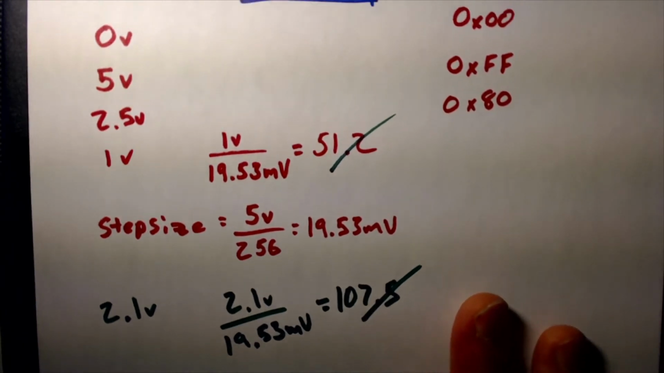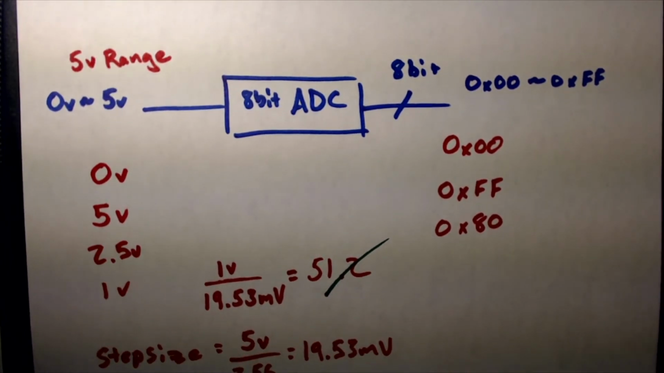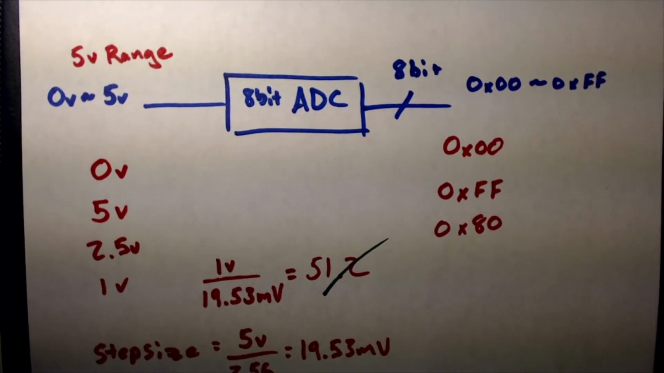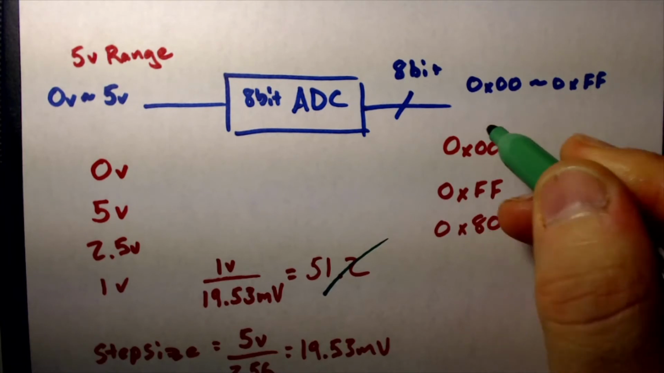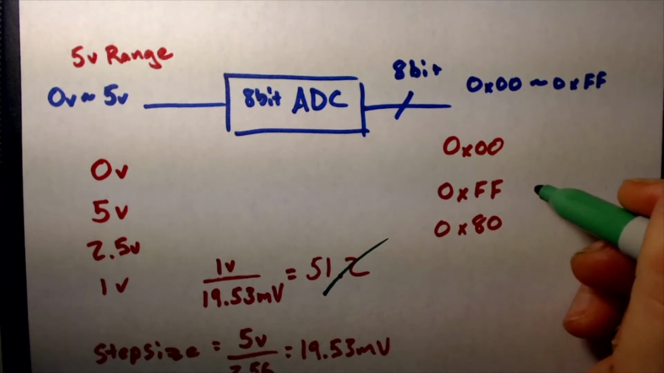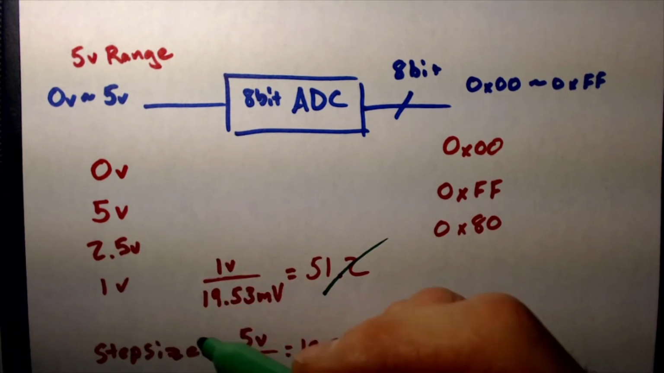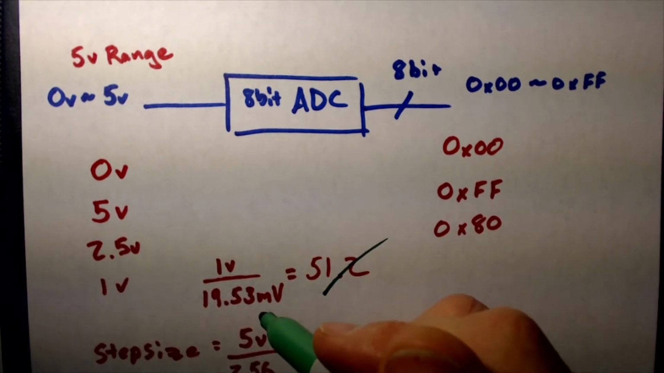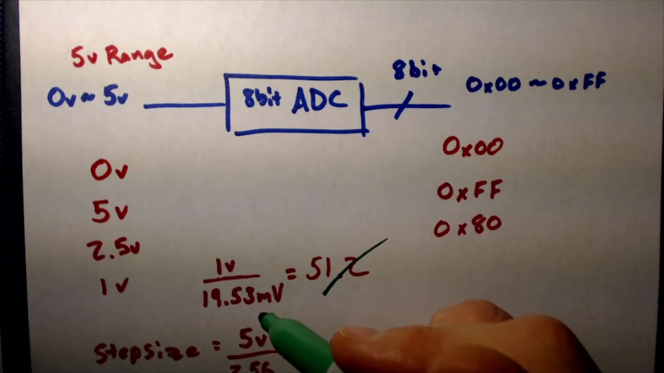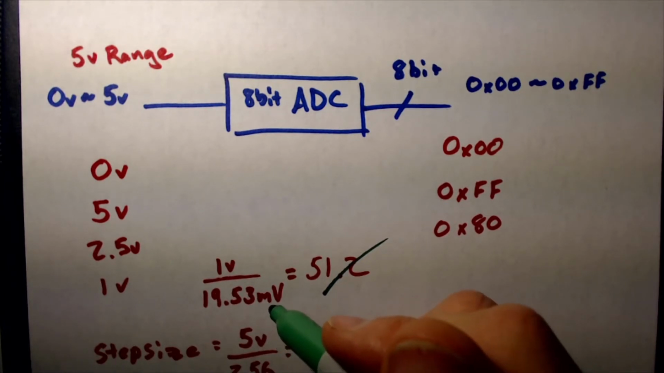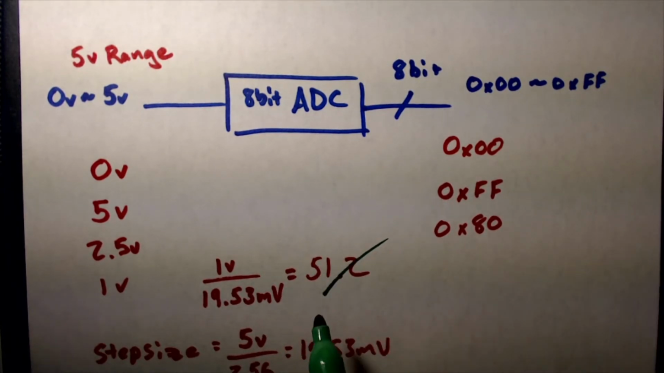So that's how you go ahead and calculate what your output is going to be for a given input. You just take your input, divide it by the step size, the smallest change that an analog digital converter can measure, and you get out your digital value from there.